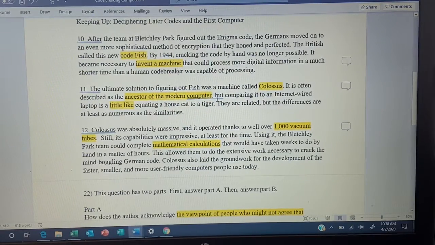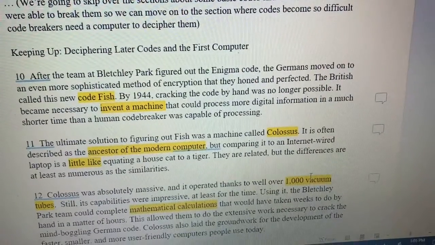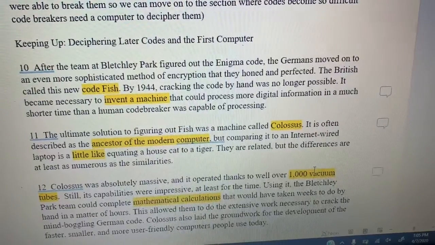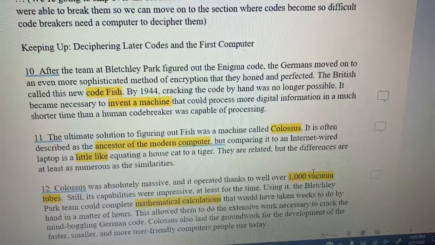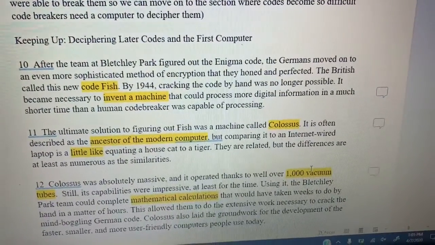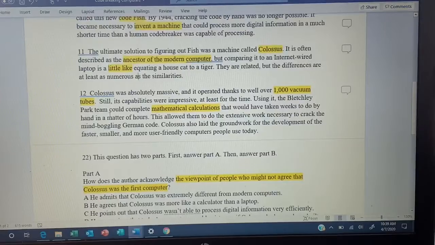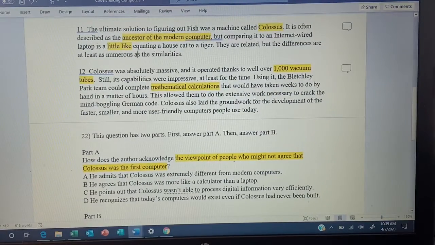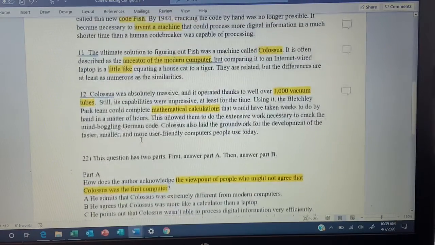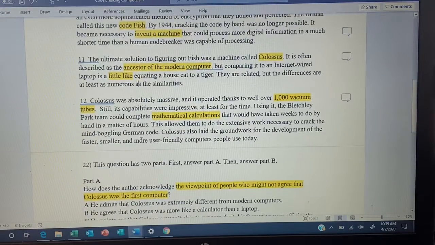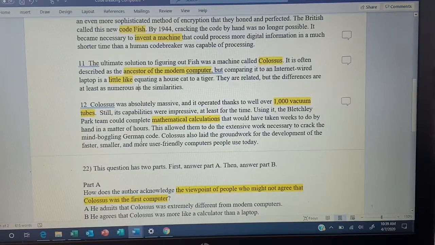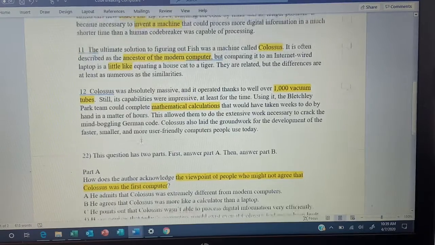And here's where he kind of qualifies his thought or kind of pauses for a moment to give concession to any critic who might come at him for saying he's overstepping by making the claim that Colossus is the first computer. So I'm answering this myself. That's where he stops and he recognizes the viewpoint of people who might not agree that Colossus was the first computer. He sort of acknowledges that it's not the same, but it's something like the model that they then used to develop the first computer.